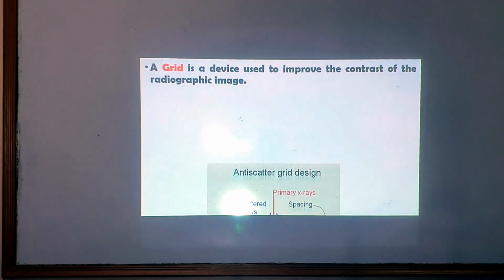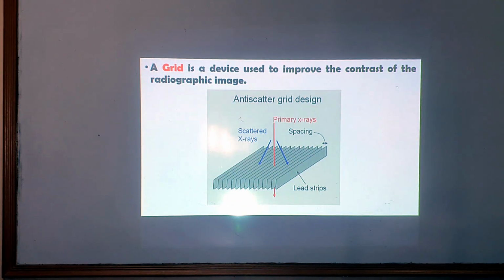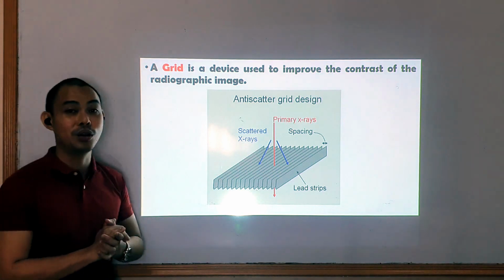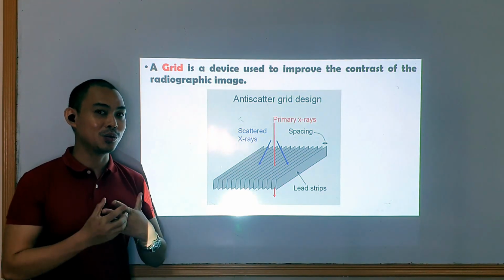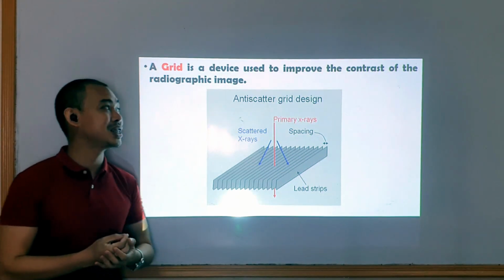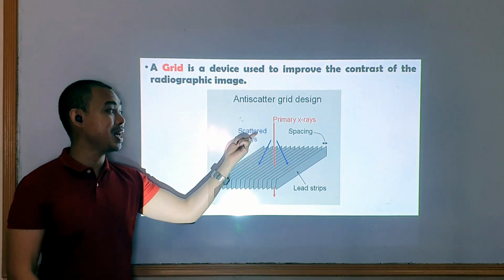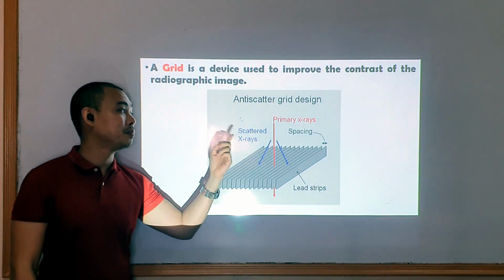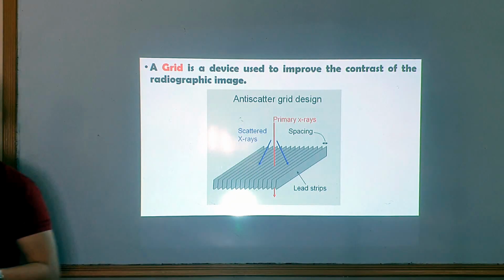So what is a grid? It is a device which is used to improve the contrast of your radiographic image. Now, in what way do you think it can improve the contrast of your radiographic image? By absorbing the scattered radiation that is produced.